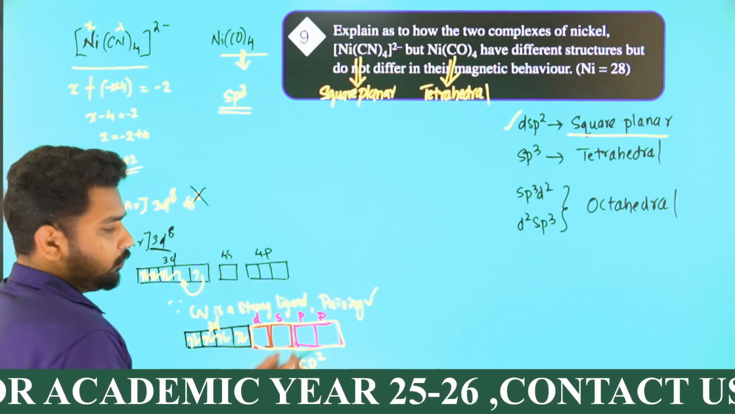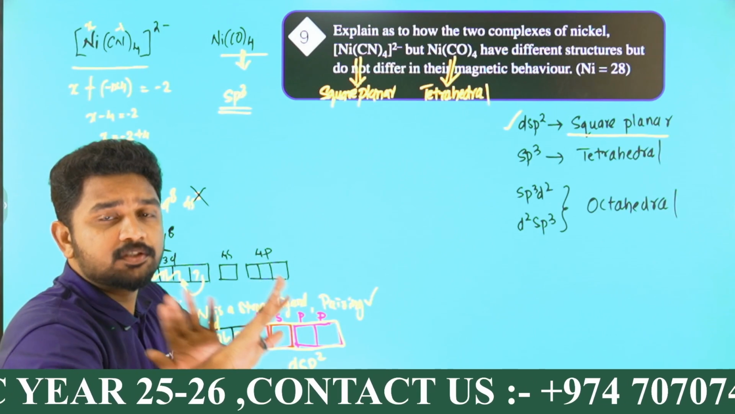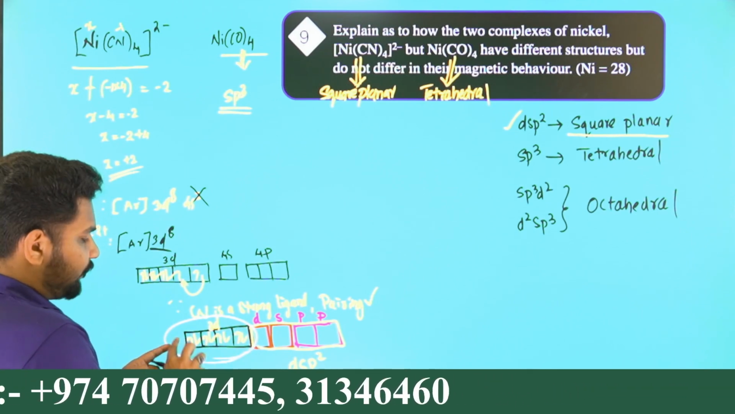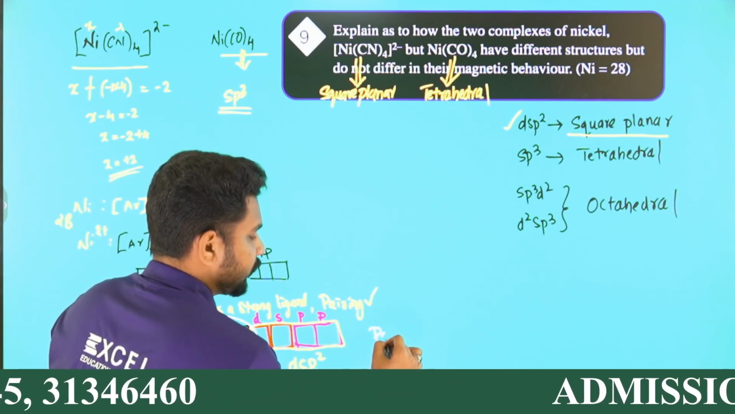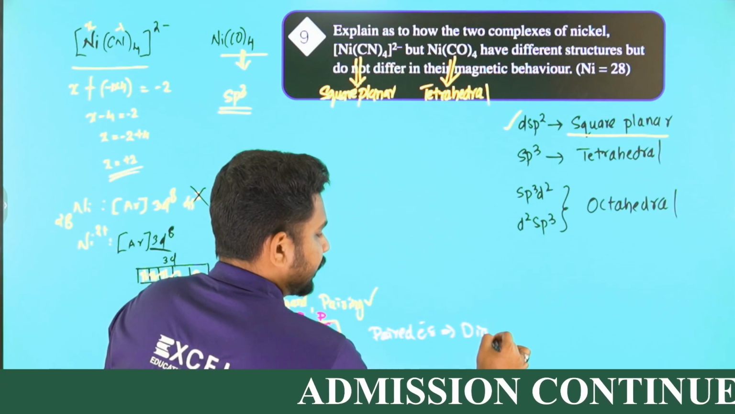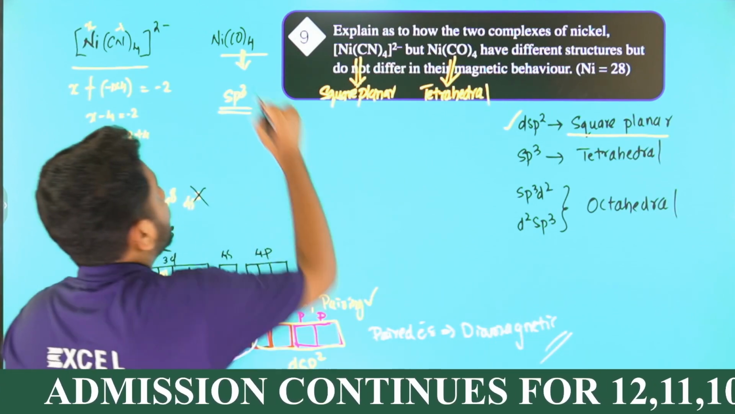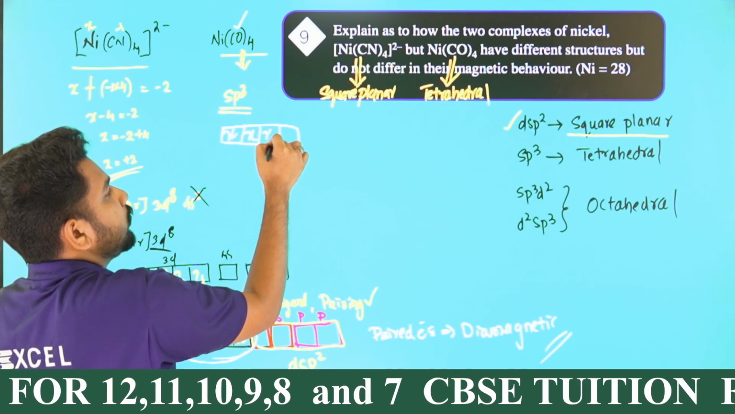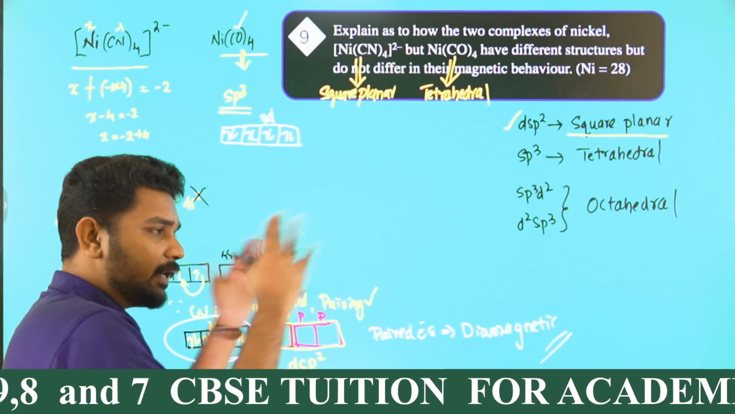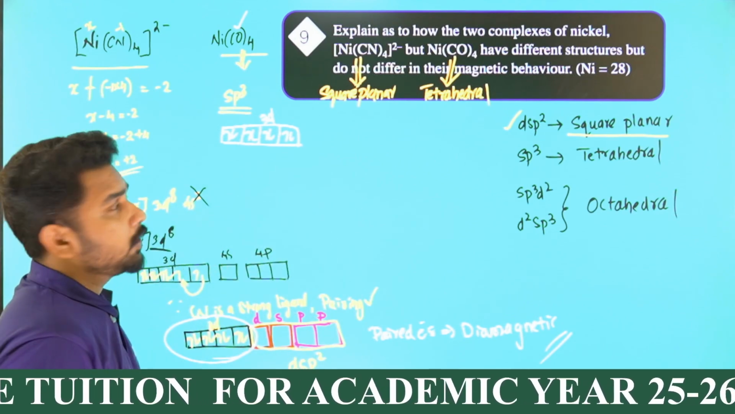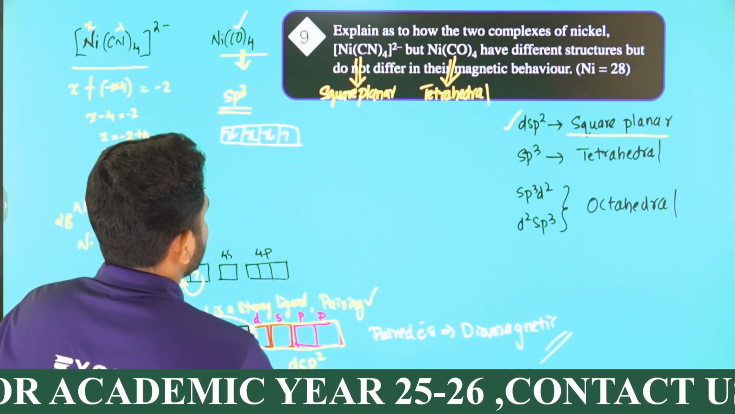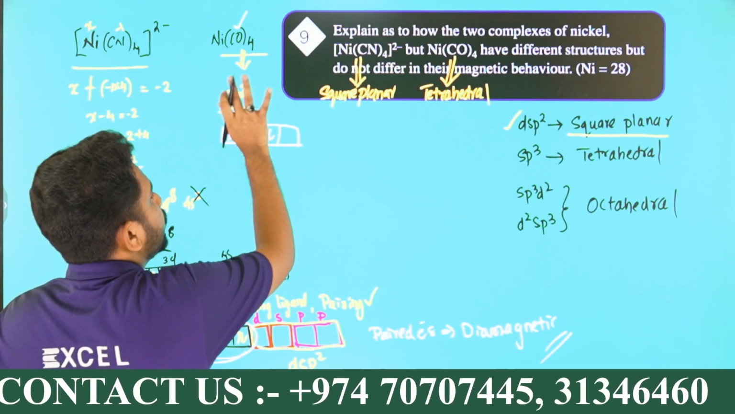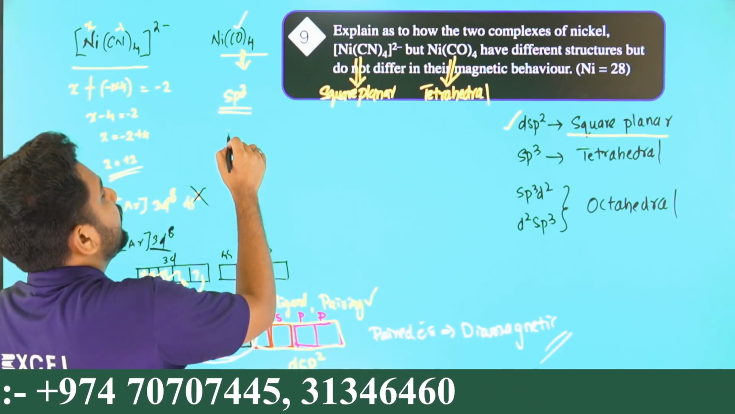Let's see. I told you, both CN and CO are strong ligands. So pairing takes place, and you can see there is no unpaired electron. Every electron is paired, so the presence of paired electrons makes them diamagnetic. And what about nickel tetracarbonyl? CO is also a strong ligand, so there will also be pairing in the 3d orbital. Every electron will get paired, so they will also have paired electrons, which makes them diamagnetic.